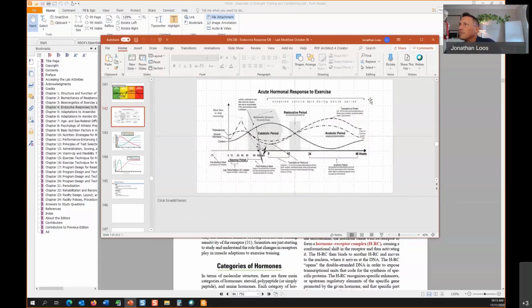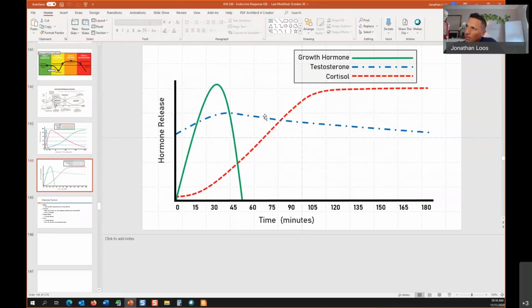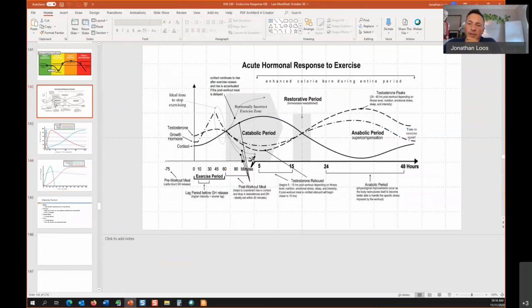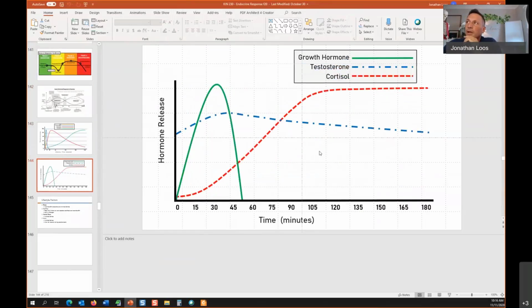So looking at this image here, where we look at the immediate hormonal responses. When we look at like a 3-day or a 4-day period, you can see that there's an ebb and a flow, a high and a low for the hormones. And when we look at our energy systems and how intensity drives energy systems, intensity also drives the hormonal responses.